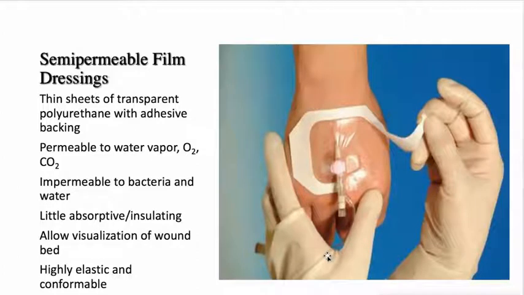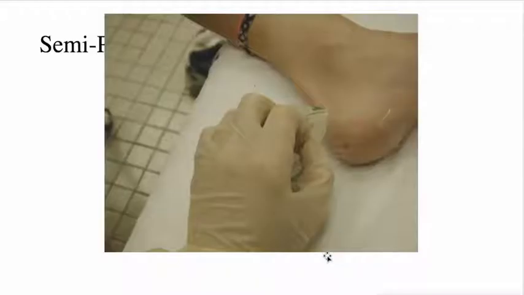Semi-permeable film, those are thin sheets, and they're permeable to water, oxygen, and carbon dioxide, but impermeable to bacteria. They're a little absorptive and insulating, and they allow for nice visualization. They're highly elastic and comfortable. So this is another example.